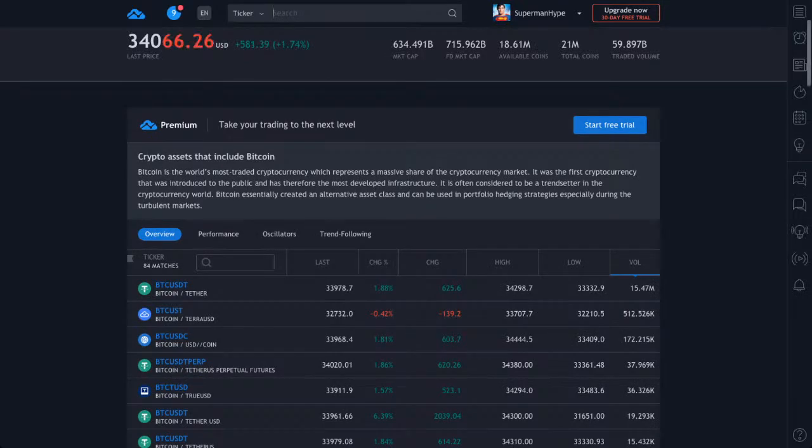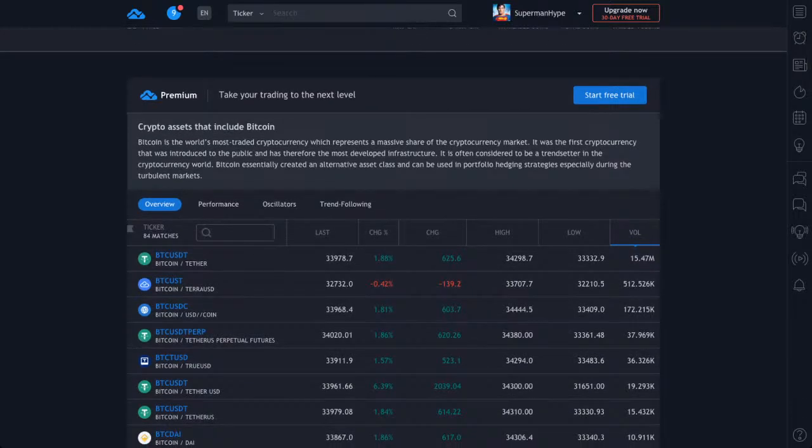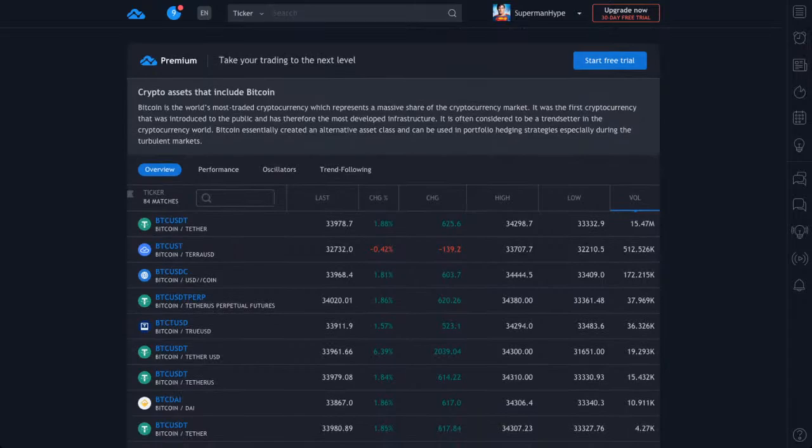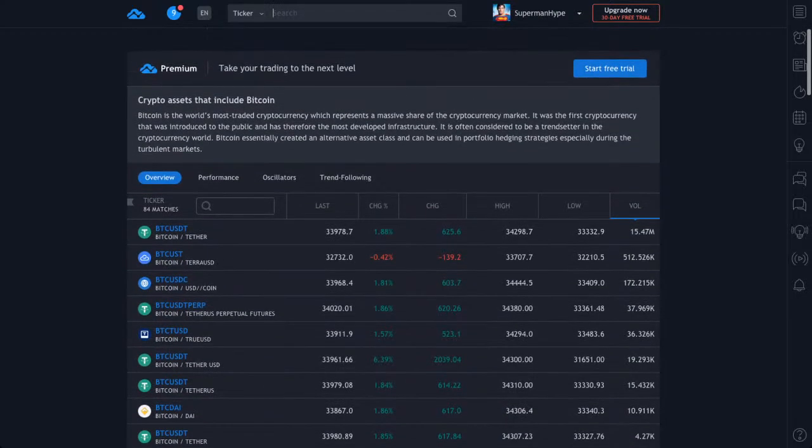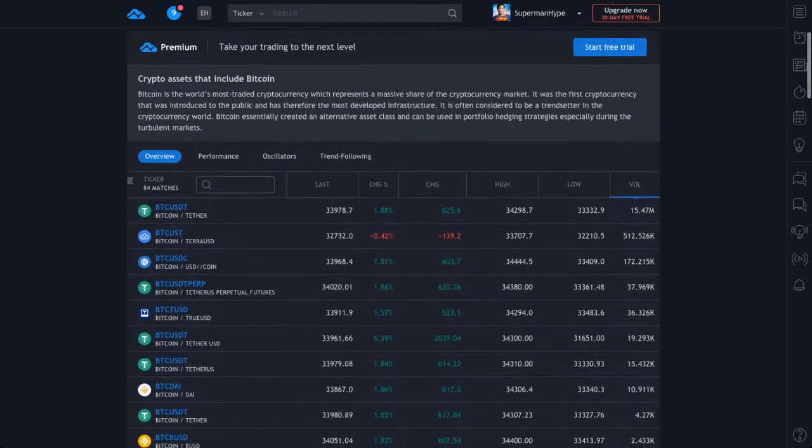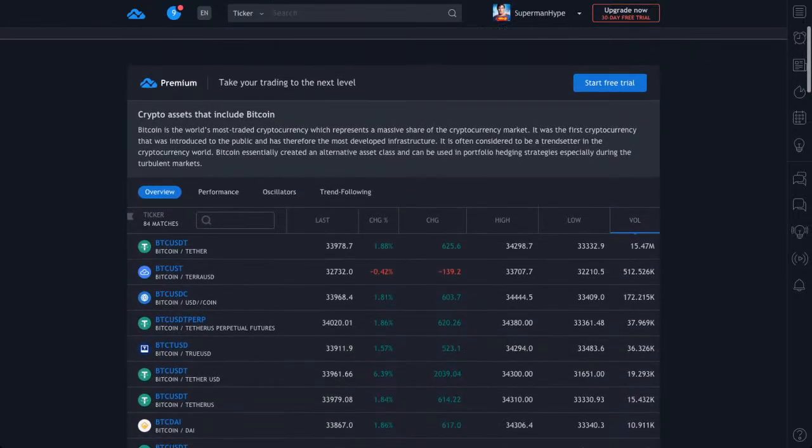Bitcoin is the world's most traded cryptocurrency, as well as being the first, which represents a massive share of the cryptocurrency market. It was the first cryptocurrency that was introduced to the public and is therefore the most developed infrastructure. It is most considered to be a trendsetter in the cryptocurrency world. Well, I wouldn't call it the trendsetter, but in the sense of it was the first, it was. But actually, its blockchain is quite old compared to a lot of cryptocurrencies these days. Phantasma is obviously a 3.0 blockchain. Bitcoin's really 1.0 with a few extras on it.